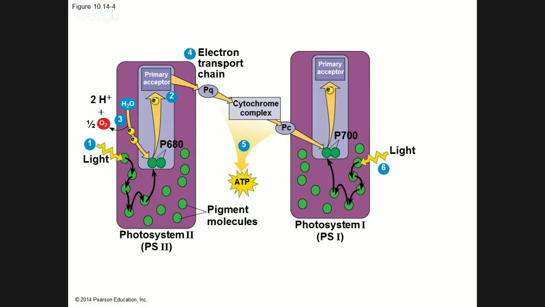So remember, the ATP made in photosynthesis is only used to help make sugars. It's not used to do anything else.